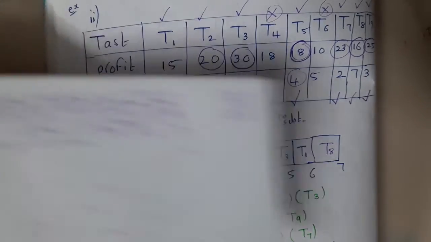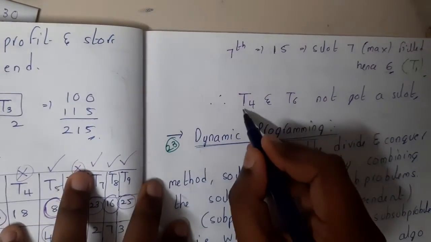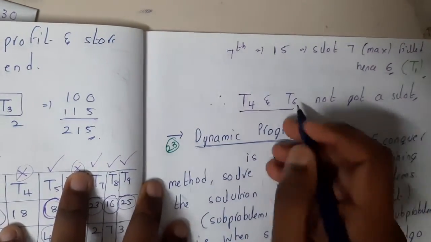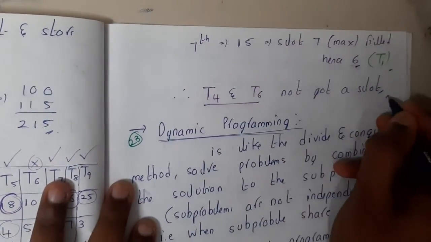If you want to calculate the maximum value, you can just do the sum. I think the question is not about that. The question asked is about which items did not get a slot. So T4 and T6 did not get a slot. So that's the conclusion of this question.